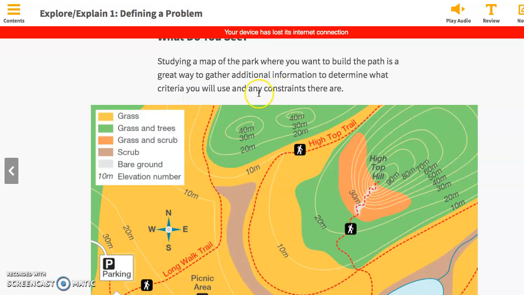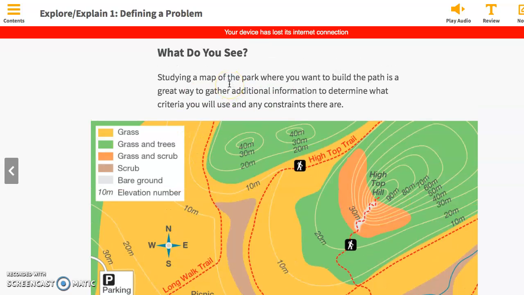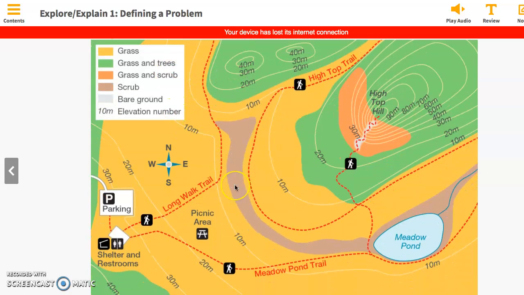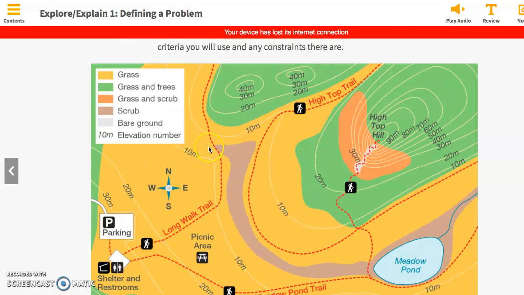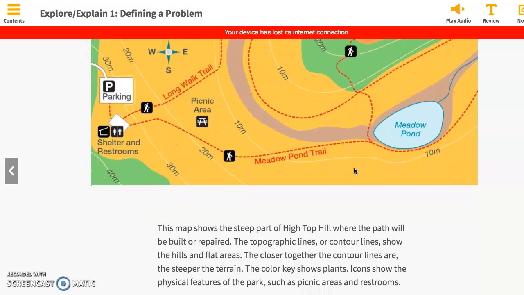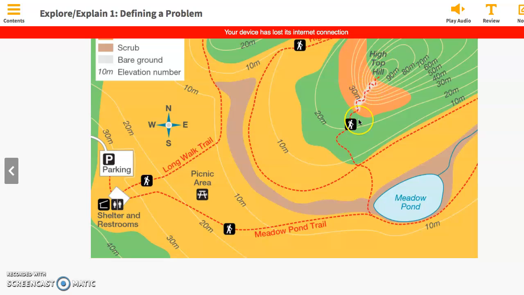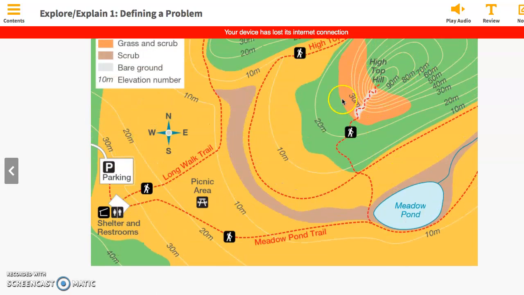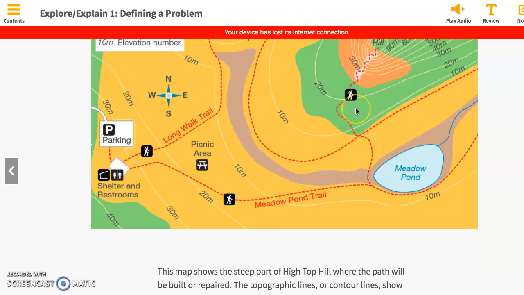Studying the map of the park. We want to build the path. That's going to give us more information. And here's our map. Long way trail, high top trail. This is how you get to the top, right? This is where we're having the problem. It shows the steep part of High Top where the path needs to be rebuilt, right here. The closer together the lines are, the steeper it is. To see how close these lines are. Ooh, they start getting really close right here.